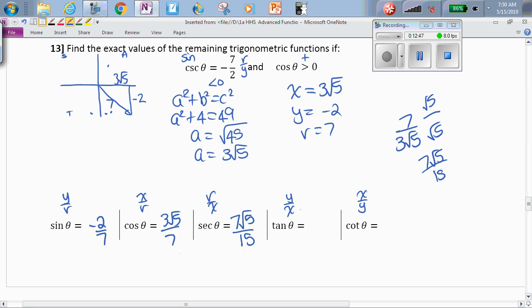Tangent is y over x. So that's going to be negative 2 over 3 root 5. Again, we're going to multiply by root 5 over root 5. So that gives me negative 2 root 5 in the numerator. And root 5 times root 5 again is 5, times 3 is 15. And then if I take this one and flip it, I have 3 root 5 over negative 2. So I took this one to flip to make things easier.